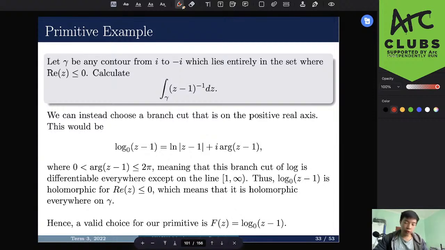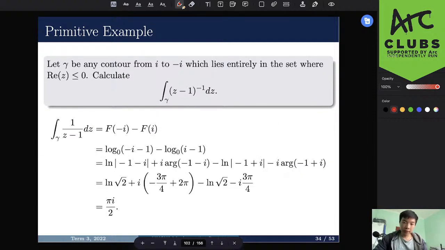So we choose our capital F of z to be log 0 of z minus 1, and then of course this is just normal integration. We have the primitive of the final point minus the primitive of the initial point, and then we just evaluate each individual log, and notice that we add 2 pi because we want it to be in the range of 0 to 2 pi, and we get our answer of pi times i on 2.